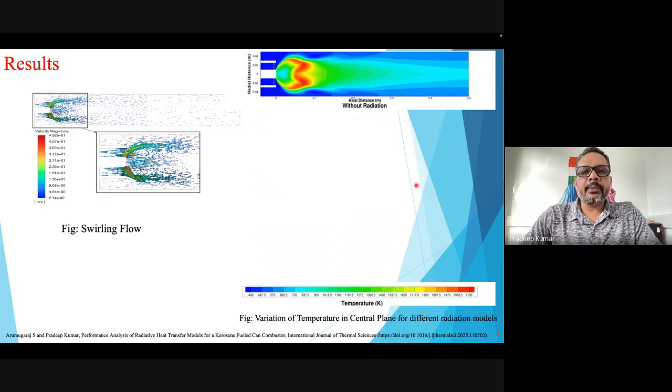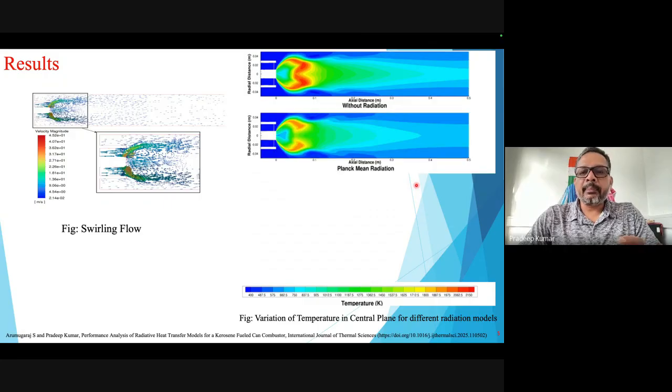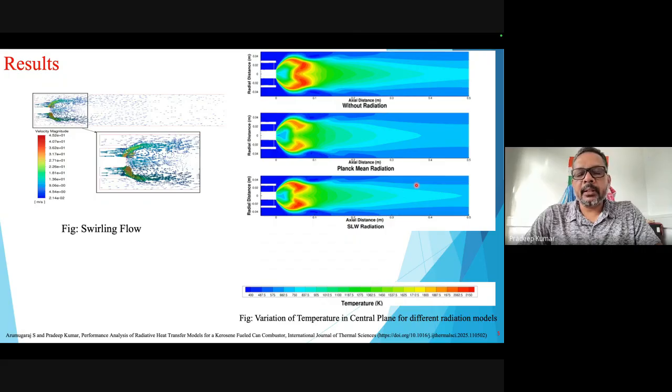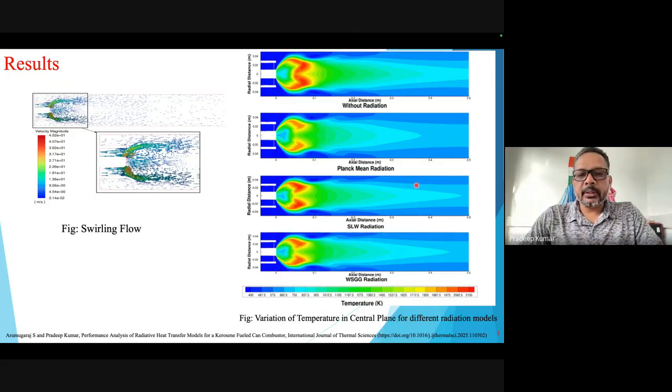Without radiation, the temperature of this flame reaches around 2150 Kelvin. With the Planck model, this temperature is reduced drastically, by around 250 Kelvin. The reason is the role of radiation: it takes away the heat from the flame region and deposits it to some other place based on the availability of the participating media. The SLW model provides a little higher temperature than the Planck mean, but still very low compared to the without radiation model. The WSG model gives a little higher temperature than the SLW model.